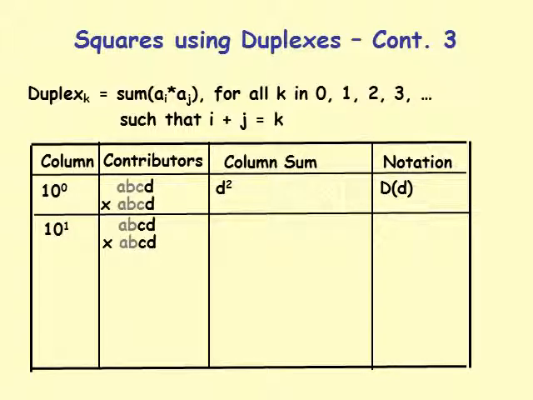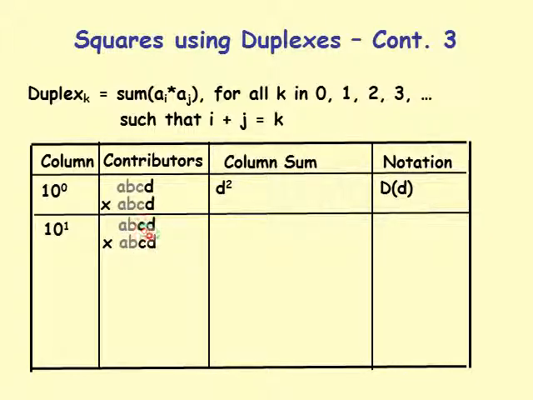In that column, results come from this multiplication or this multiplication. So when you multiply this by this, this is the units place and this is the tens place, I get a value in the tens place. If this is a tens place digit and this is a units place digit, when you multiply these together, I get a result in the tens place.